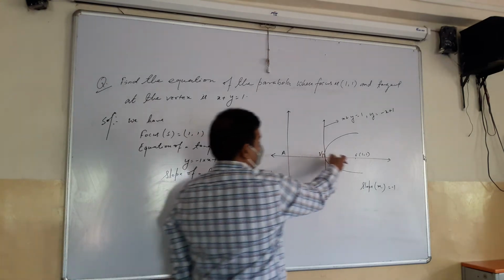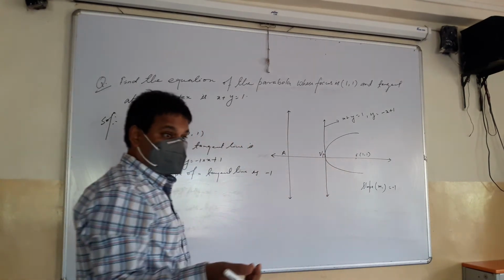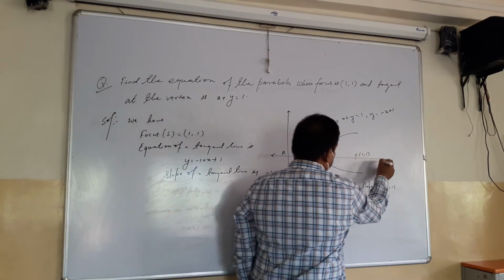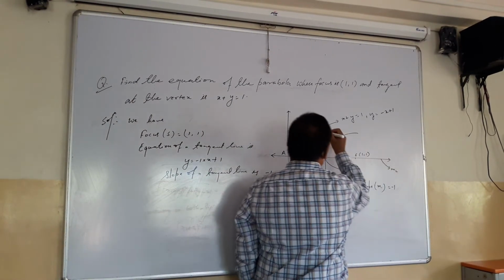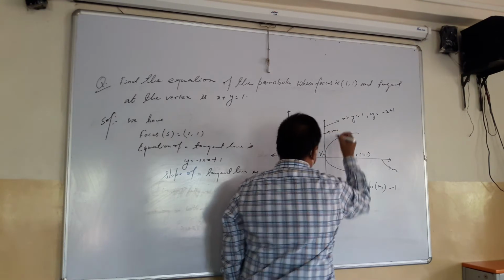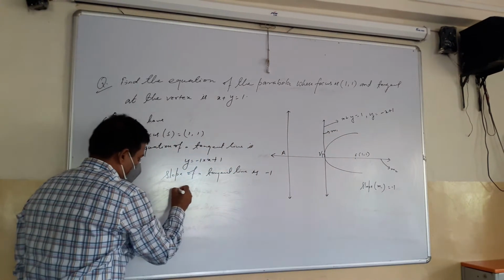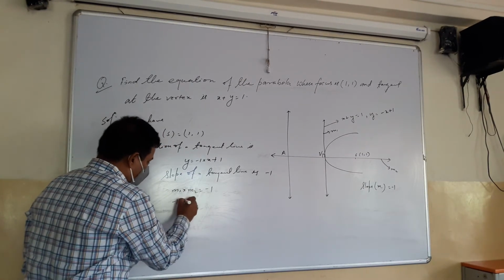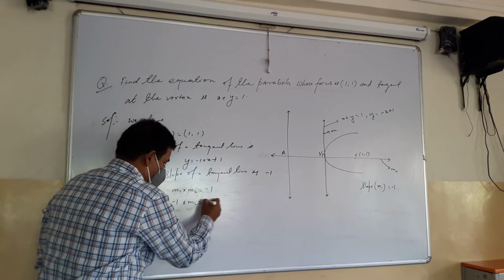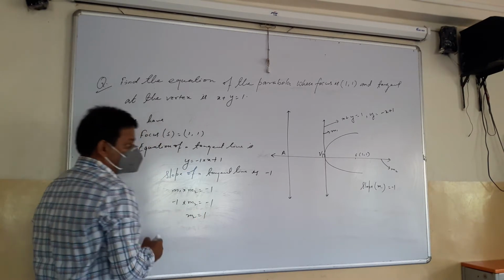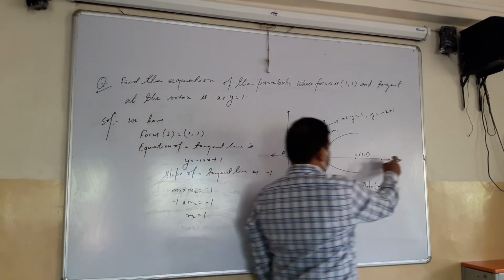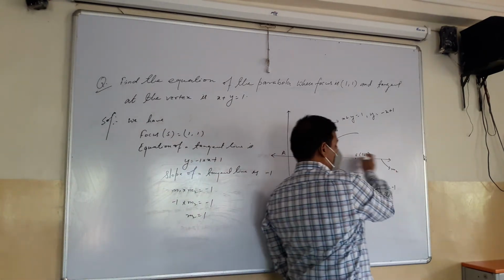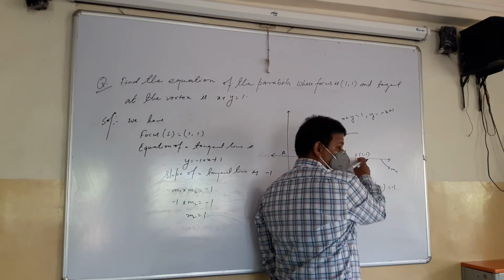So m1 into m2 is equal to minus 1. Suppose this one is m1 and this line has slope m2. You know that m1 into m2 is equal to minus 1. So m1 is minus 1, so m2 is equal to 1. So you got the slope of the axis. Clear? You have the slope of the axis, and one point.